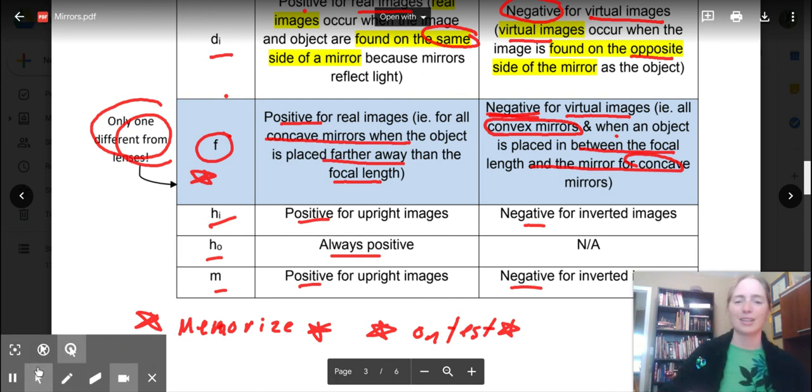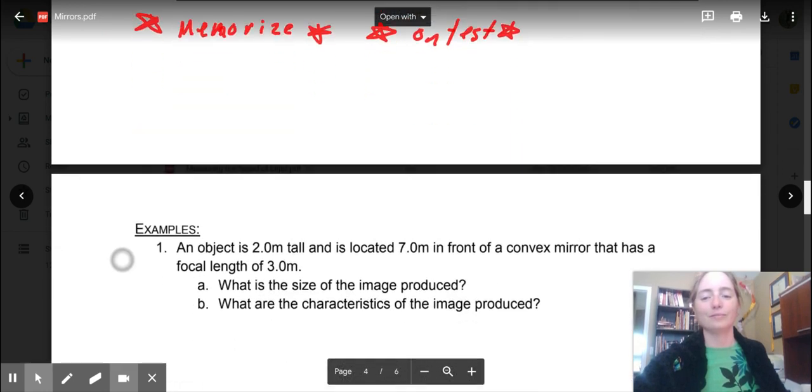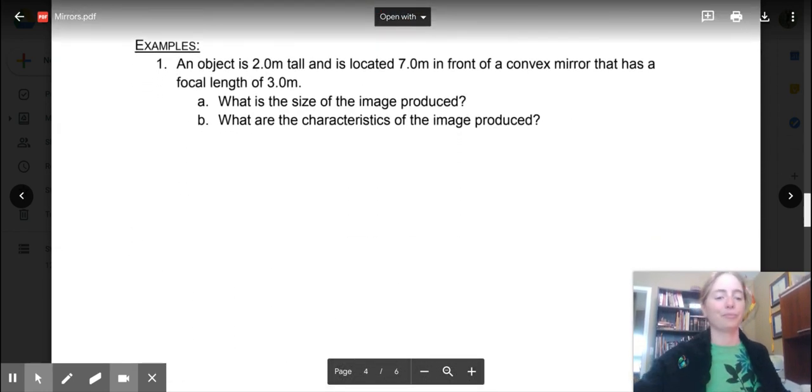Alrighty-o. There's a whole ton of stuff you guys are getting out of memorizing here. A whole bunch of stuff I've said that. All right. So let's look at a few examples here. You guys ready to rock?